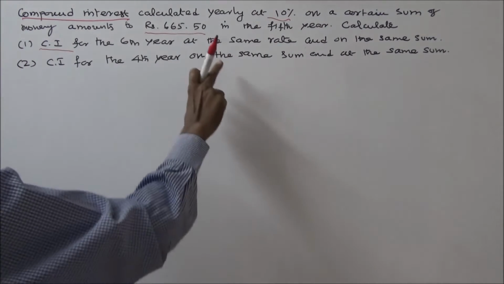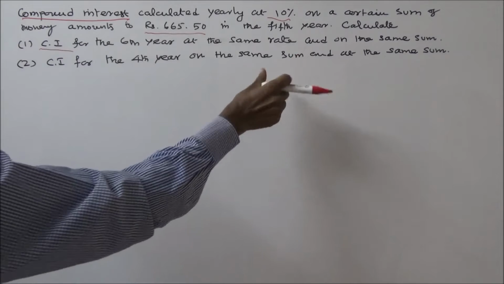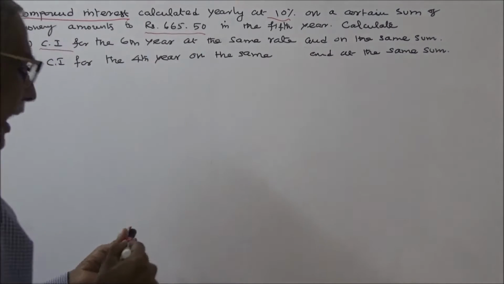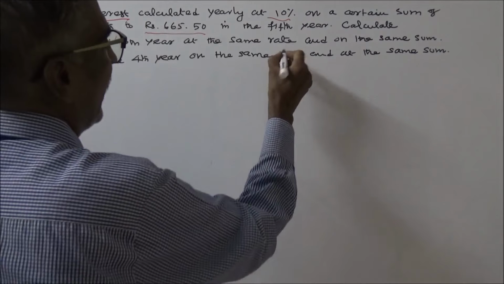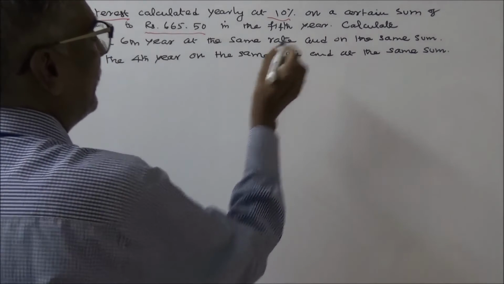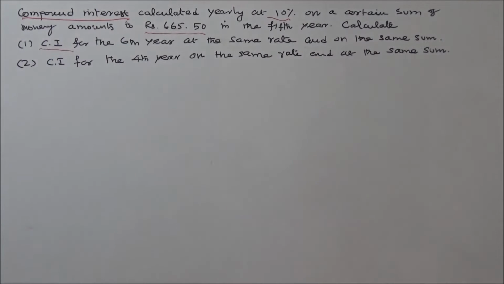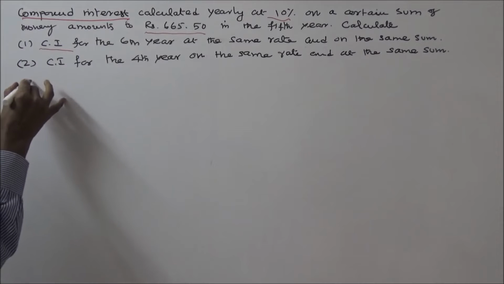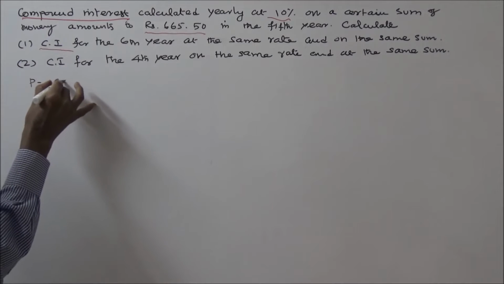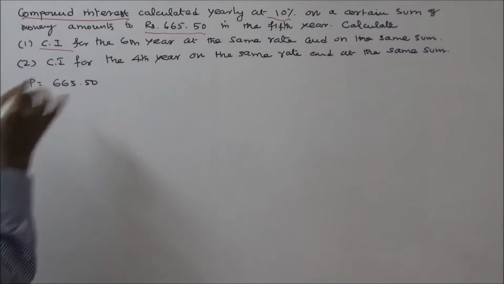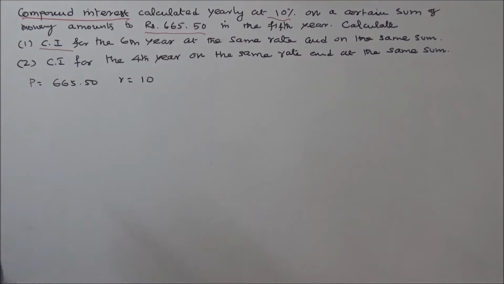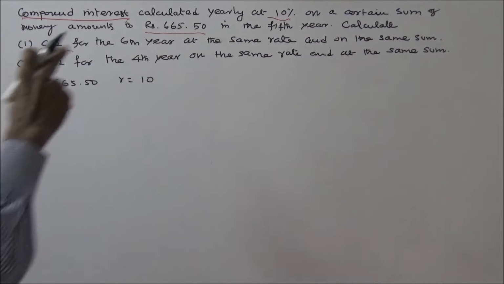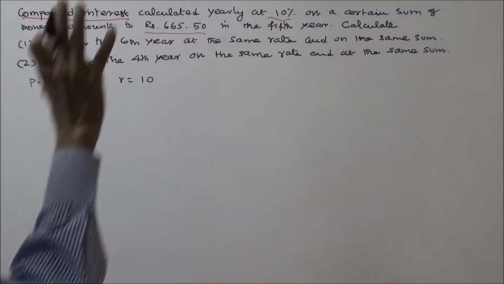The rate of interest is the same, and the sum is the same. First, the calculation: here P is equal to 665.50, and R is equal to 10, compounded yearly for the 5th year, that is 5 years.